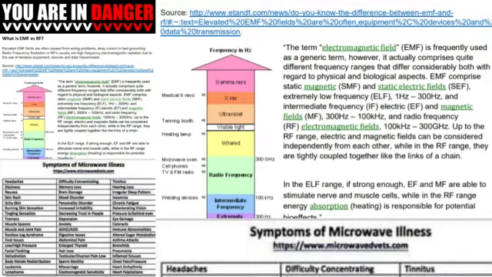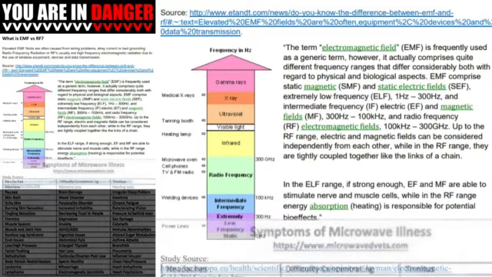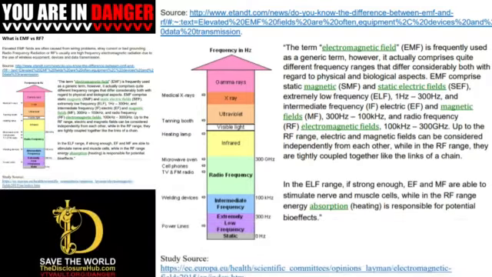There is SMF, which is static magnetic frequency. There is SEF, which is static electric fields. There is extremely low frequency, ELF. There's intermediate frequency, IF. There is electric frequency, and that's EF. And then there's MF, which is magnetic frequency. RF is radio frequency.